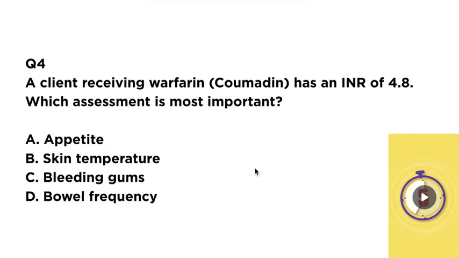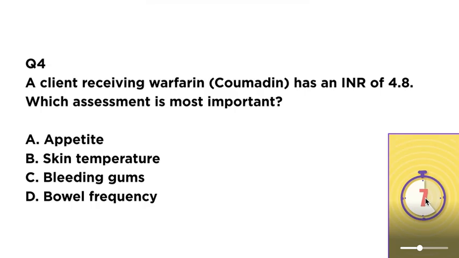Let's go to question number 4. A client receiving warfarin has an INR of 4.8. Which assessment is most important? The correct answer is letter C. INR of 4.8 increases bleeding risk. Gum bleeding indicates excessive anticoagulation.